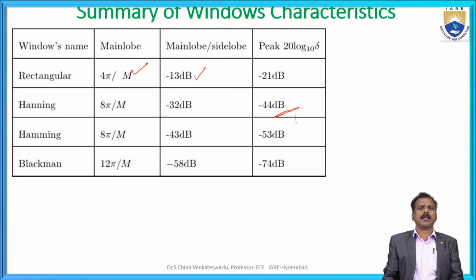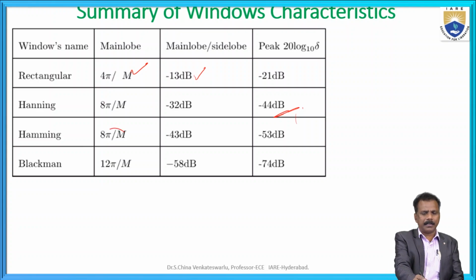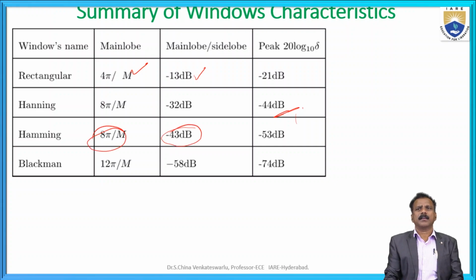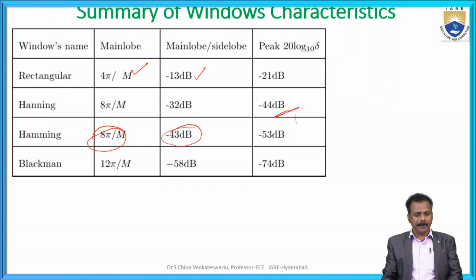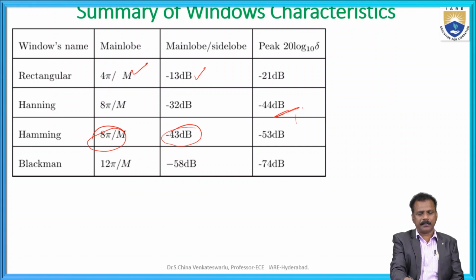For the Hamming window, the main lobe is the same value, but the side lobes are somewhat lower, and the peak value is minus 53 decibels. Coming to the Blackman window, the main lobe is 12 pi by m, which is somewhat increased, the side lobes are minus 58 decibels, and the peak is minus 74 decibels.